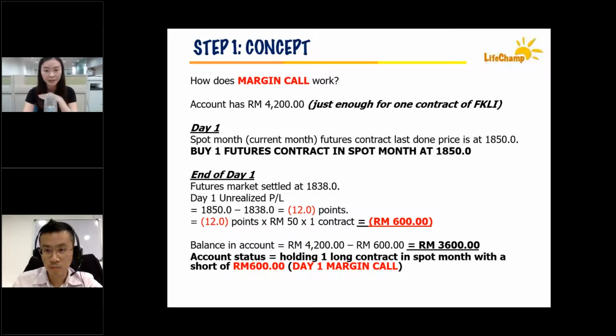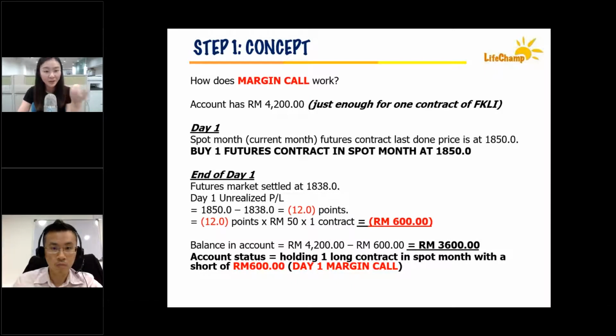So at the end of day one, the futures market settles at 1,838. Actually, that means the price is lower than the price you entered, right? So as we said just now, if you go long the market, you hope the market goes up so you profit from the price appreciation. In this case, 1,838 means you are losing. So we calculate the losing ticks. You use 1850 minus 1838, so you're actually losing 12 points.